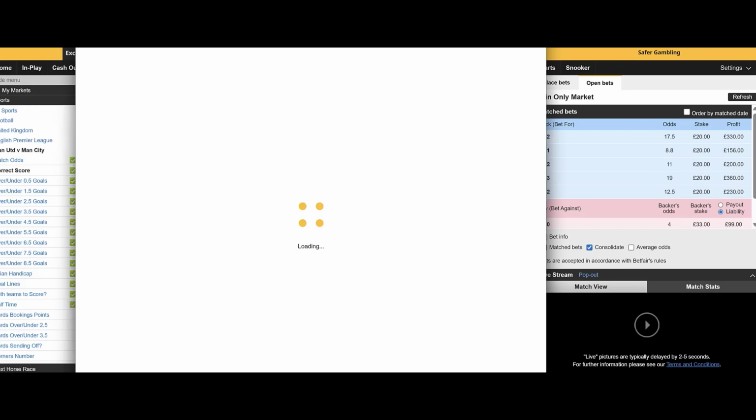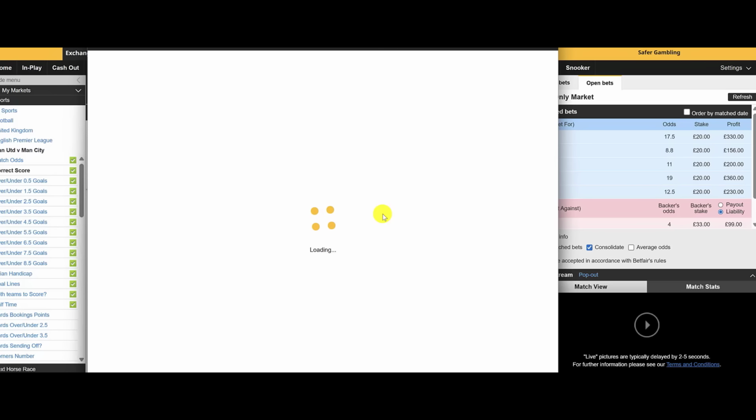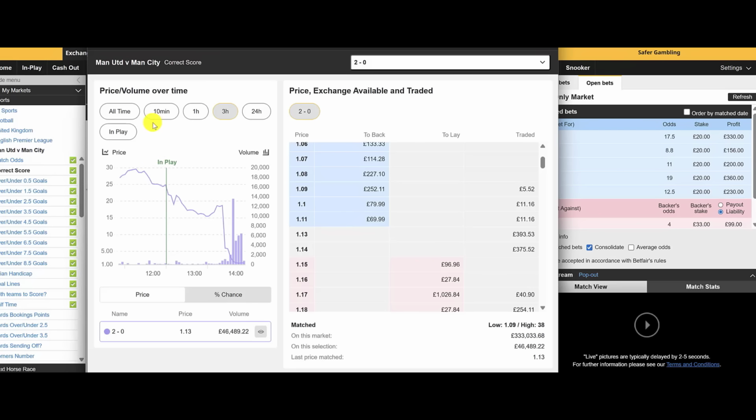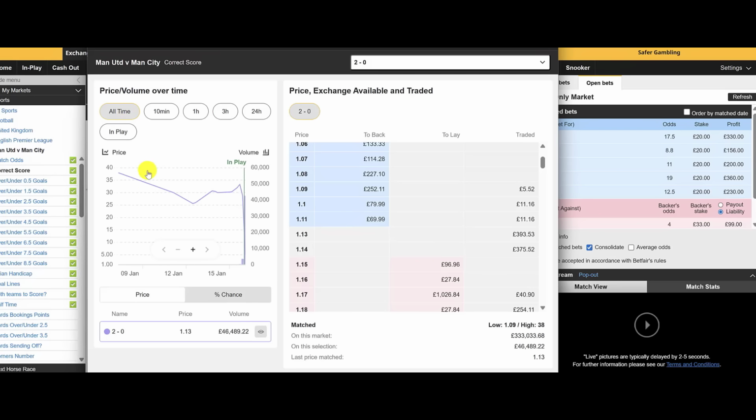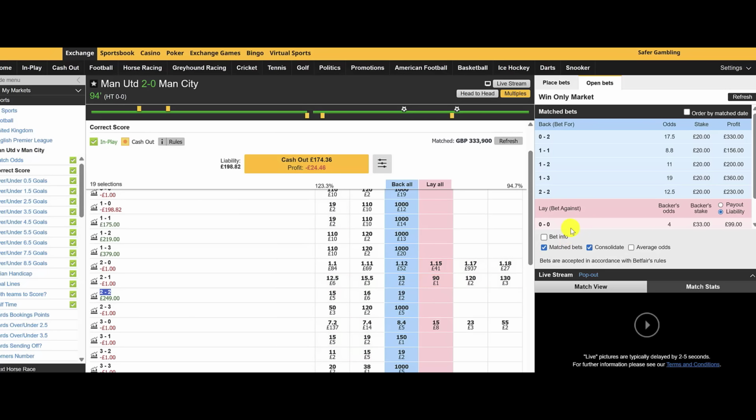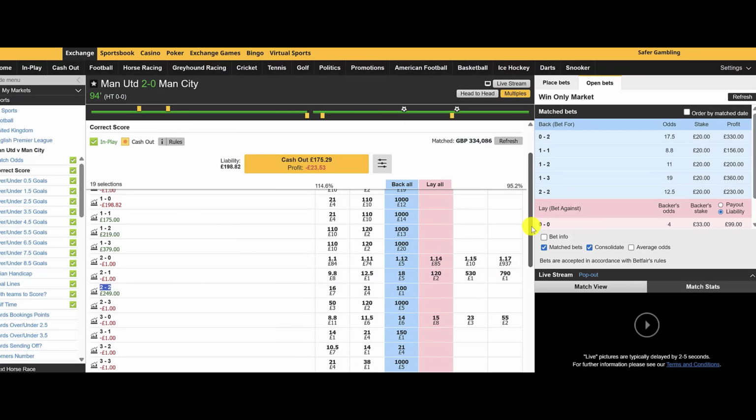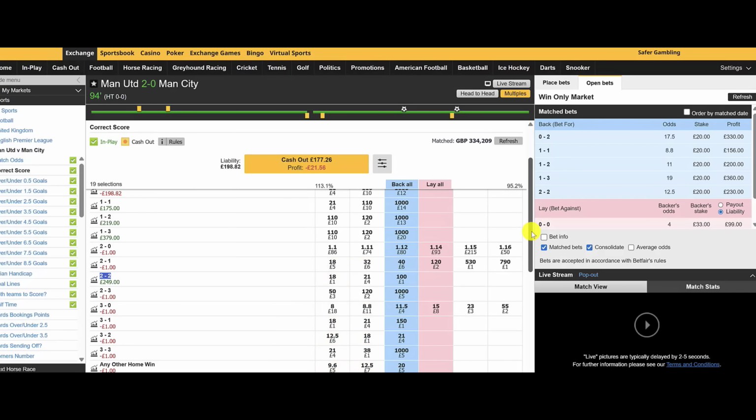Okay, let's have a look at the 2-0 and just see what that score was at the start. So it was priced at around 40. So yeah, very interesting match. In the end, it's going to be a break even for us, but as I said earlier on, it's a very good example of how you can trade the correct score market.